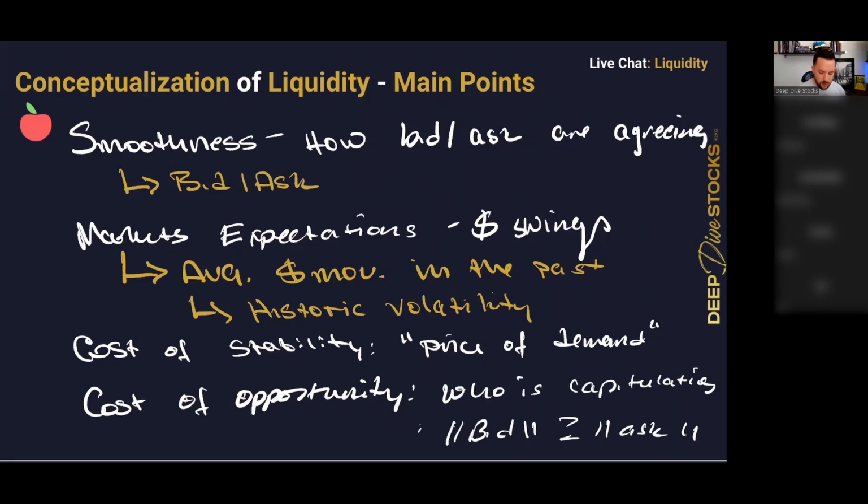So how do we feel overall on these four concepts of liquidity? Do they make sense? Do they not? Be honest.